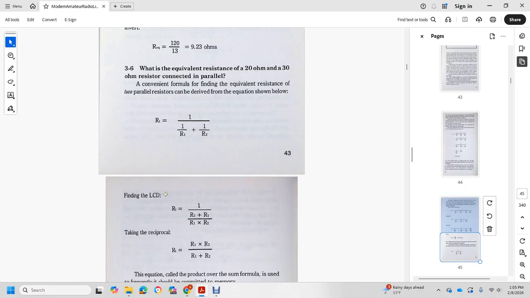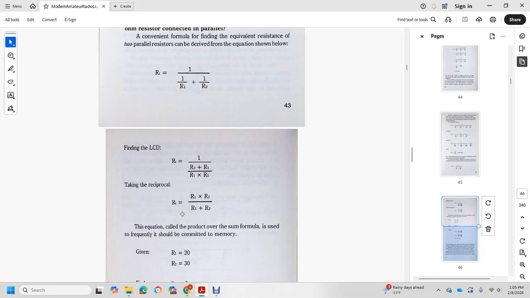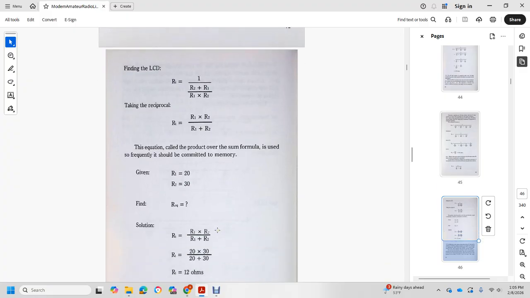Finding the lowest common denominator, R total is equal to 1 over the quantity (R2 plus R1) over (R1 times R2). Taking the reciprocal, R total equals R1 times R2 over R1 plus R2. This product-over-sum formula should be committed to memory.